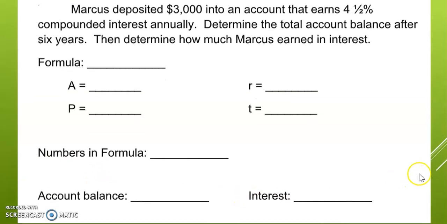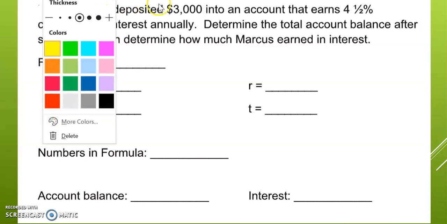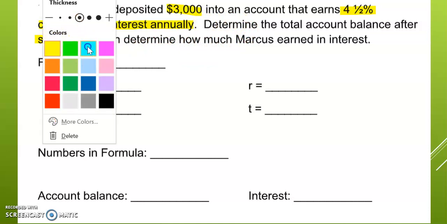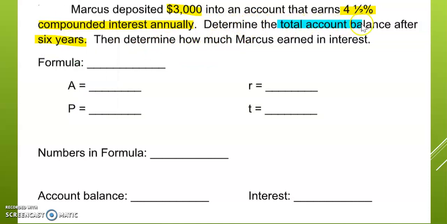Okay, we are straight on to the example problems. Marcus deposited $3,000 into an account that earns 4.5% interest compounded annually. That word compounded is what's going to tell you which formula to use. Determine the total account balance after 6 years. There's your time. And so we are getting two verbs here: the total account balance and how much interest. So this has two problems.